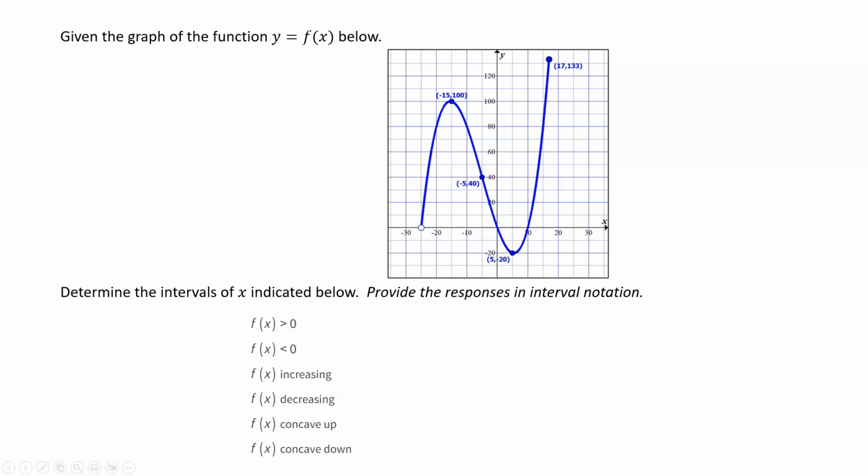Examples 8 and 9 involve you describing aspects of this graph of a function. It's a function defined with a domain of -25 to 17, not including the -25, and going from -20 all the way up to 133. As you describe these intervals, you're asking when the function is positive or greater than 0, less than 0, increasing, decreasing, concave up and concave down.